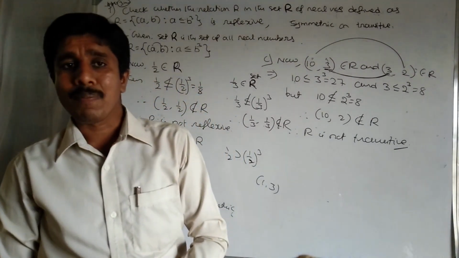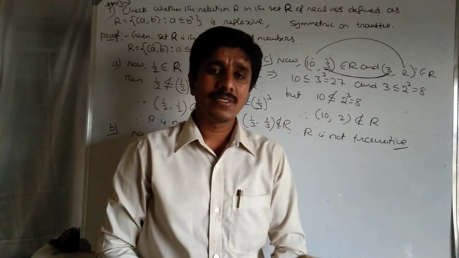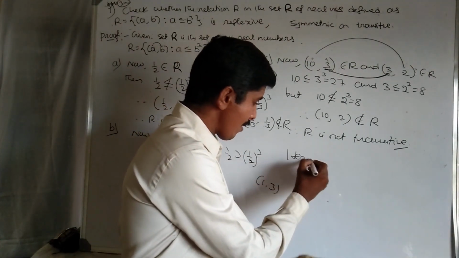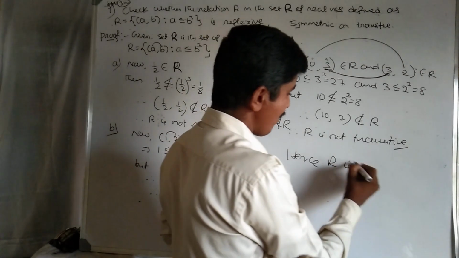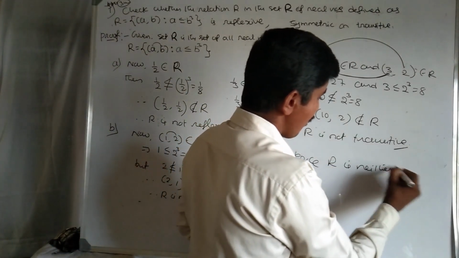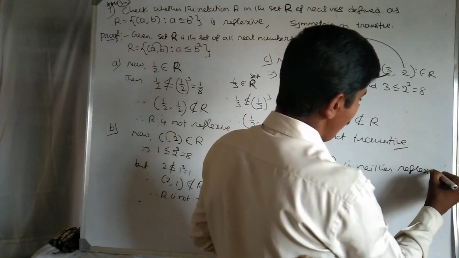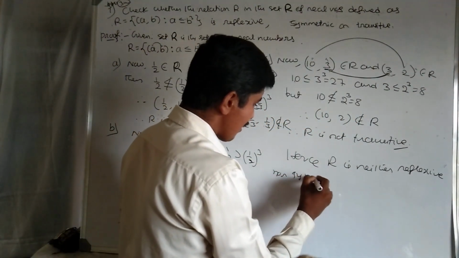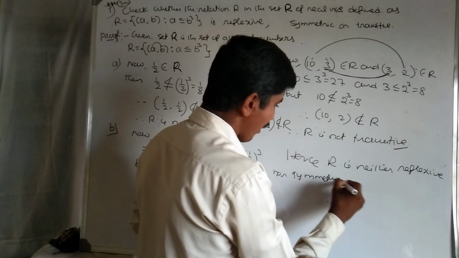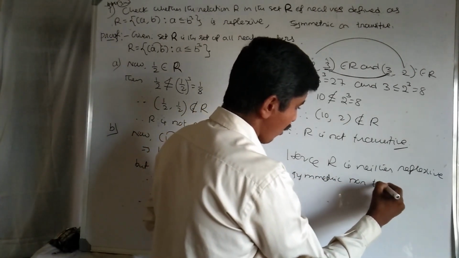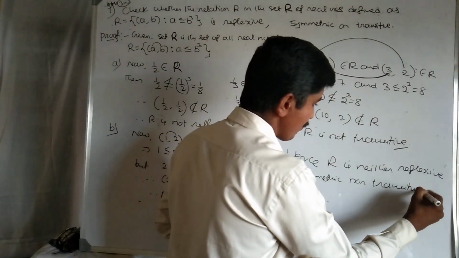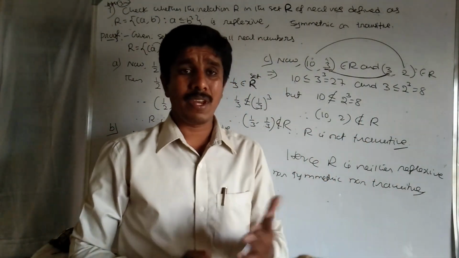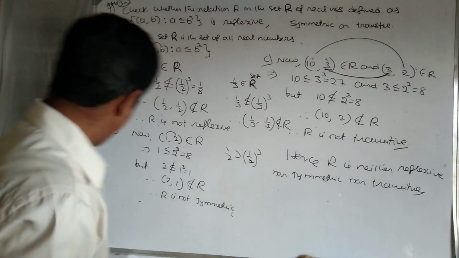Clearly it is not reflexive, not symmetric, not transitive. Therefore finally write: hence R is neither reflexive nor symmetric nor transitive. These two problems are very important. Mind it. Practice these problems, very important for examination.